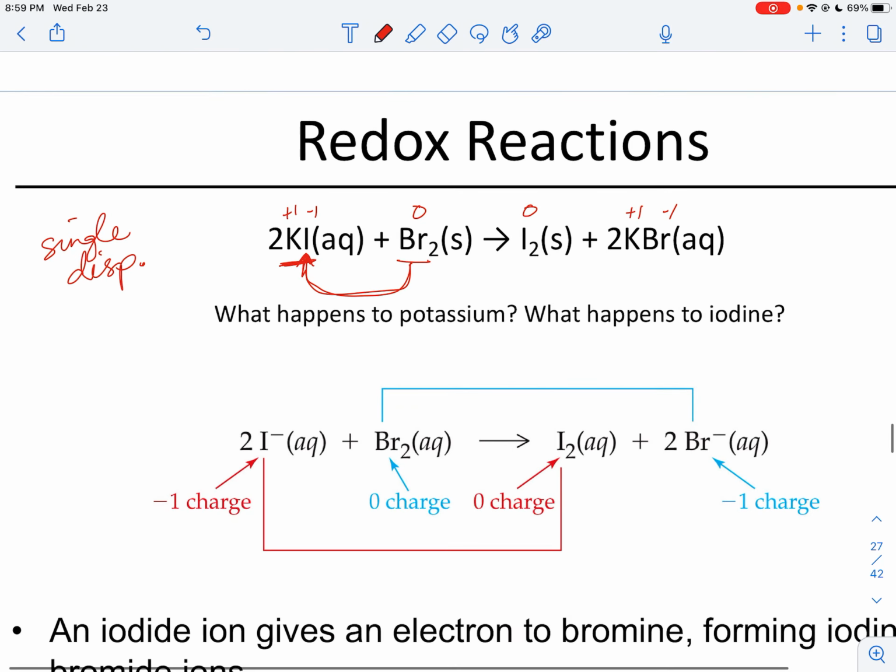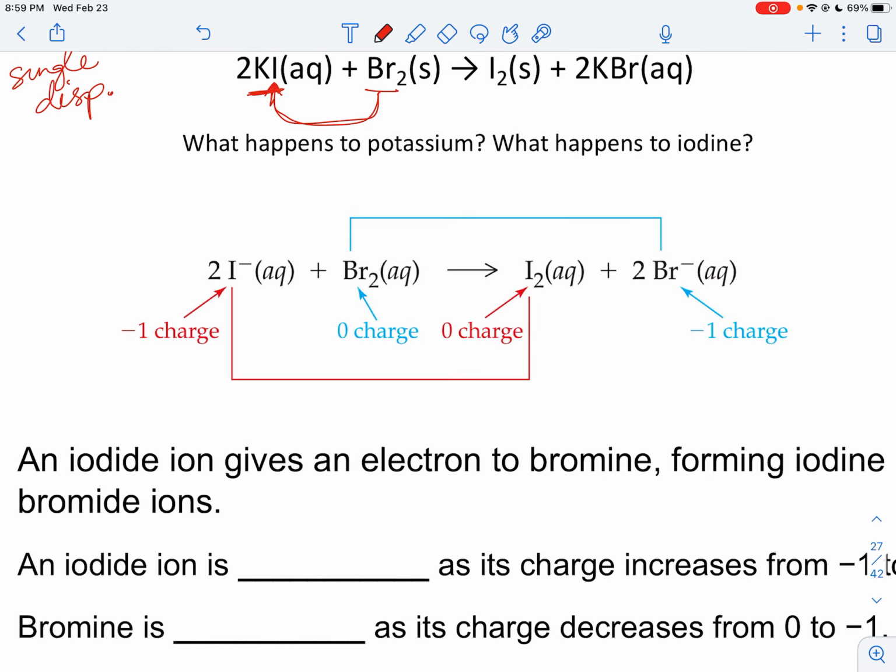So what happens to potassium? What happens to iodine? That is summarized down below. If you look at the red, iodine starts out as a -1 charge, okay, as the anion. This 2 here is just for balancing purposes. That does not apply to the charge. Each individual iodide anion is a -1 charge. And then on the product side, it becomes 0 charge. So iodine goes from -1 to 0.